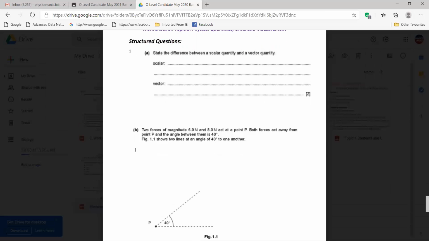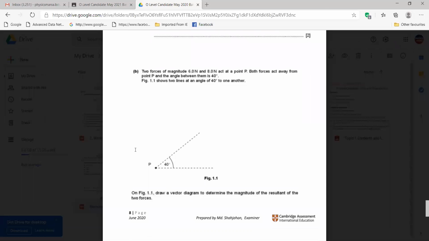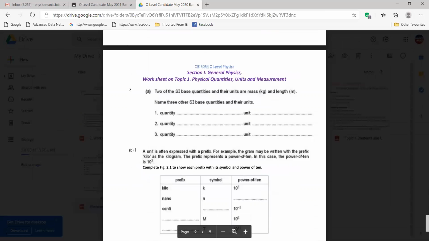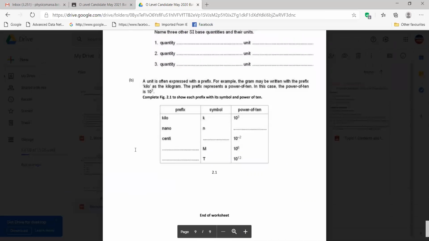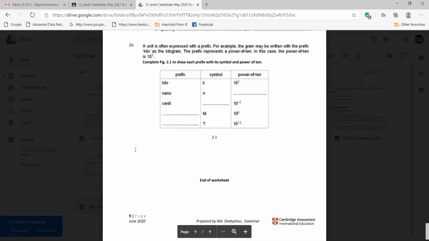Where you have to draw a diagram, you have to draw the diagram, do the working for structured questions in your copy, physics copy, and you will scan it in your mobile phone. You have a camera scanner app, right? With that camera scanner, you will scan all of them, not photo, scanning. Scan and make it PDF.